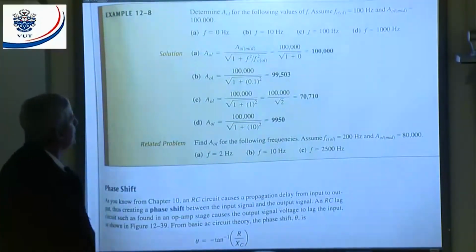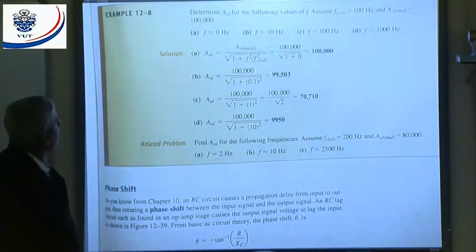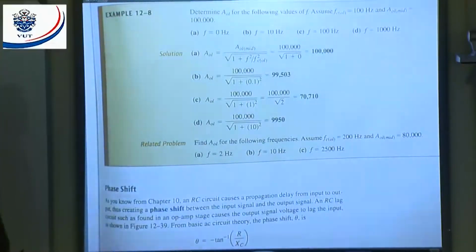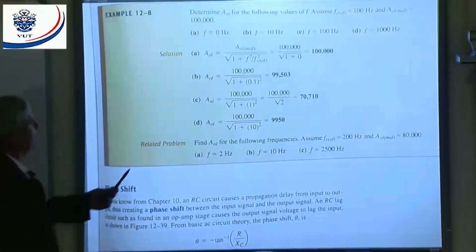Then I'm going to have 10 Hertz, the frequency increases, and I will have 99,503. Then I increase to 100 Hertz, and it's going to be 70,710. And then I'm going to increase to 1,000 Hertz, and it's going to be 9,950. You can see as the frequency increases, what happened to the open loop gain? It decreases. The higher the frequency, the lower the open loop gain.